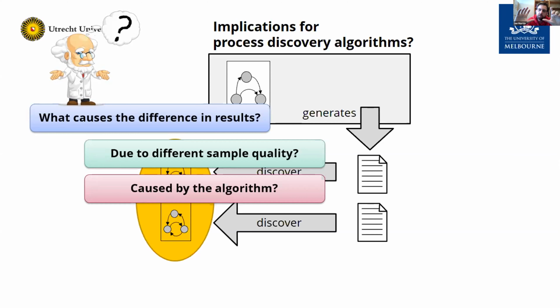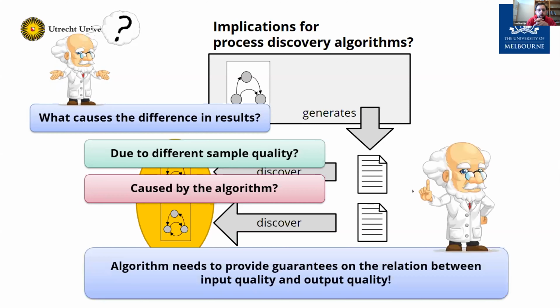So that requires another way of looking into our algorithm. We want to have guarantees about a property of the algorithm. If you give it proper input, we want to have proper output. And how do you think of this? So we want to have some more guarantees on the relation between input quality and output quality. So how can we do this in a framework like this? How can we think of this in our algorithms?